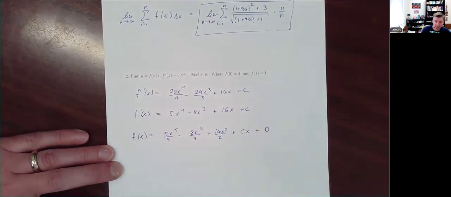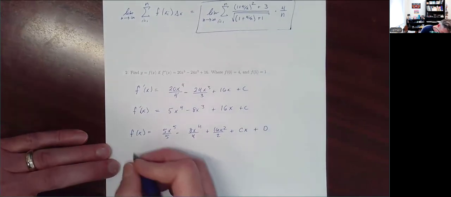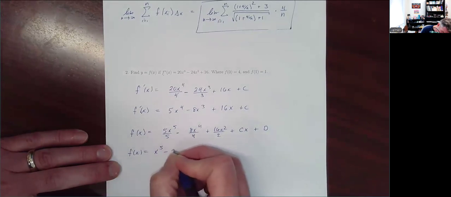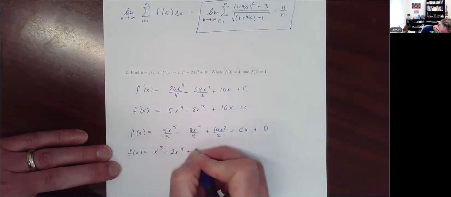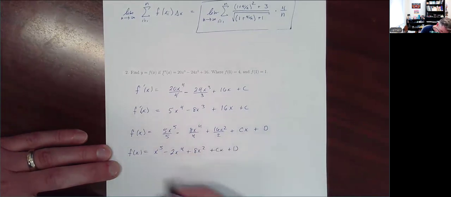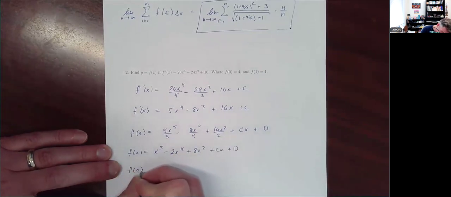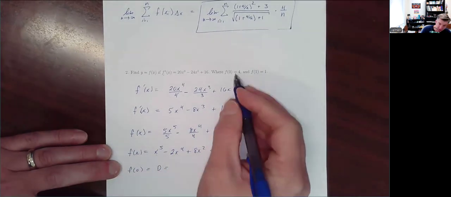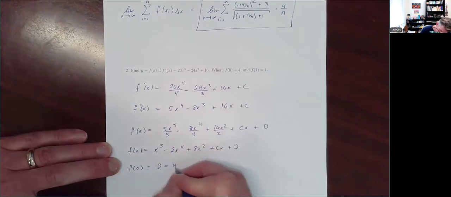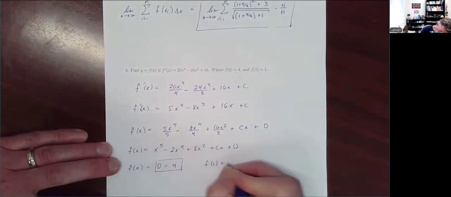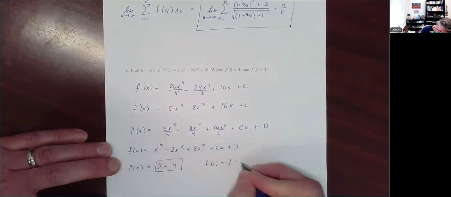Let's call it d. Let's simplify. So f of x is equal to x to the 5th minus 2x to the 4th plus 8x squared plus cx plus d. If you plug in 0, f of 0 is going to be 0 minus 0 plus 0 plus 0 plus d. But f of 0 we were told was equal to 4. So d equals 4.